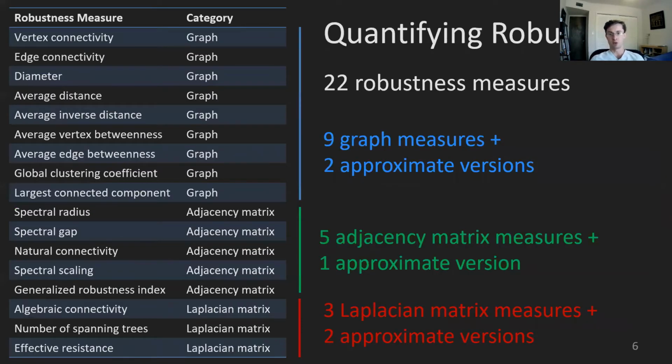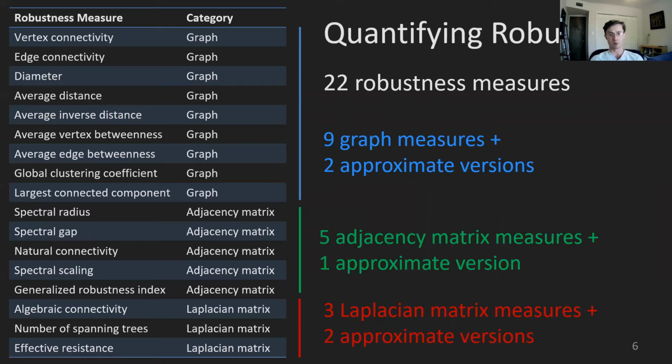Within the Tiger toolbox, we have 22 robustness measures. These robustness measures can be broken down into 3 major categories: the graph, the adjacency matrix, and the Laplacian matrix. Some of the things we've just been talking about were based on the graphs. We saw these nice pictures of the power transmission grid, the fiber optic networks, the water distribution networks. And we can look at things such as the vertex connectivity, the diameter, the average distance between the nodes. These things have a very nice correlation with graph robustness.